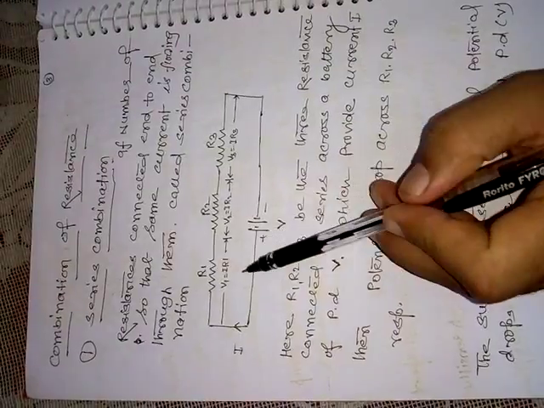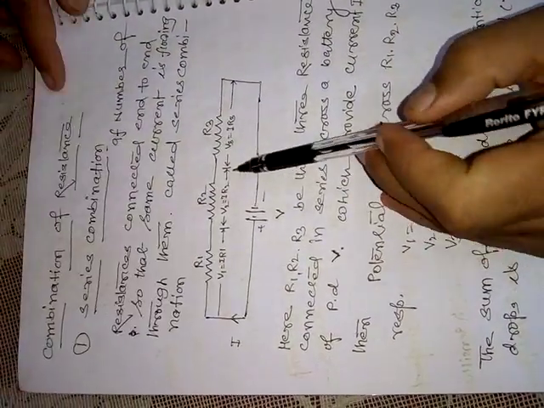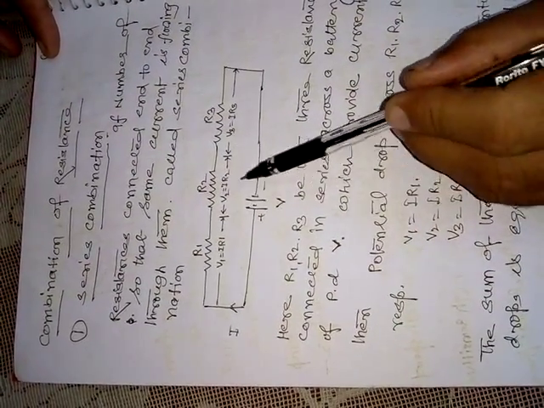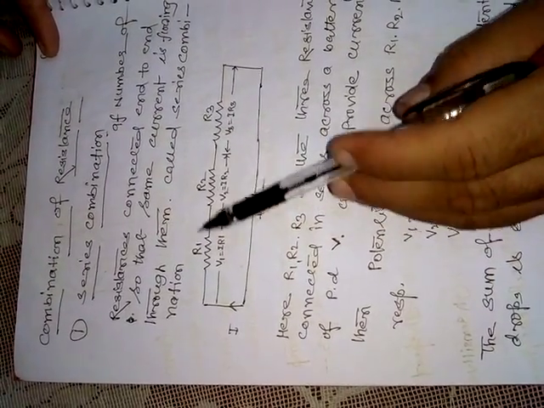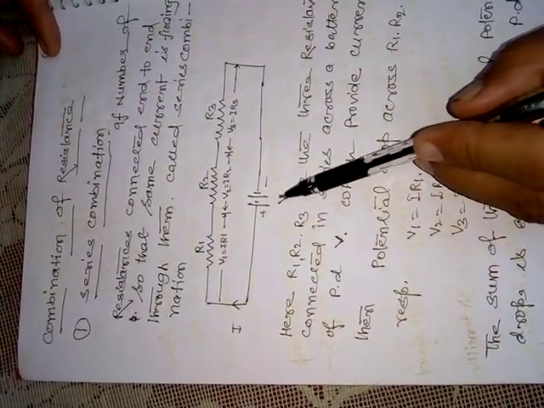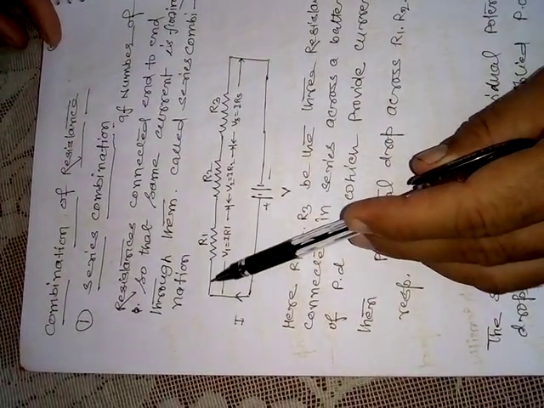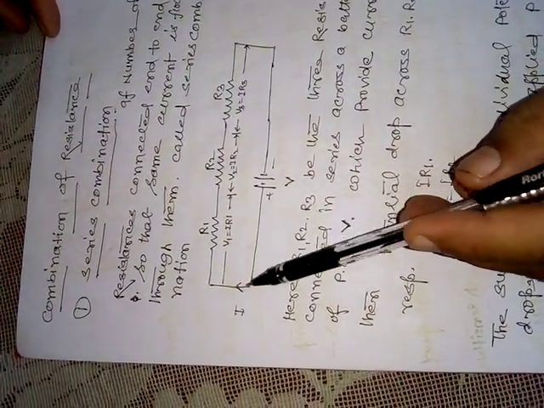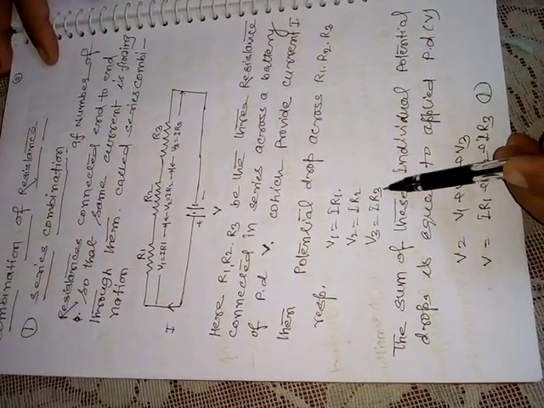So voltage drop across R1, V1 is equal to IR1, V2 is equal to IR2 and V3 is equal to IR3. Means complete potential that provided by the battery it get used among these three resistors R1, R2, R3. So V is equal to V1 plus V2 plus V3. Here the path of current is same, so current flowing through each resistor will remain same, correct? So here V1 is equal to IR1, V2 is equal to IR2, V3 is equal to IR3.